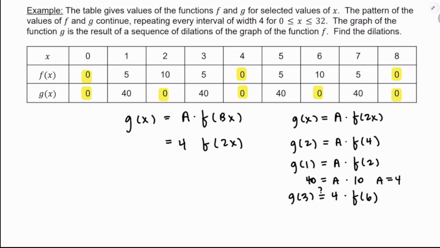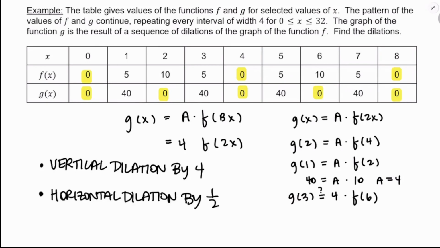So I'm going to conclude that g is formed by vertically dilating by a factor of 4, and then a horizontal dilation by a factor of a half. Okay, because I replaced x with 2x. That works the opposite way we expect. All right, so that's the last example for these notes.